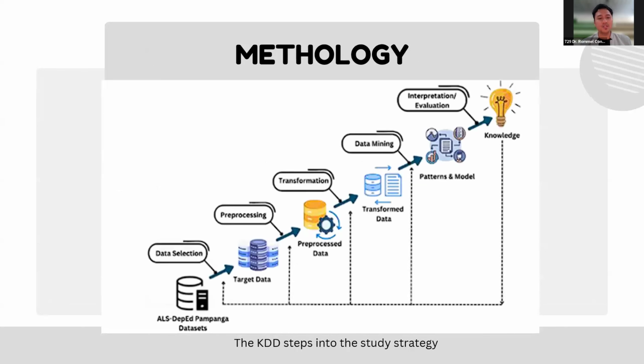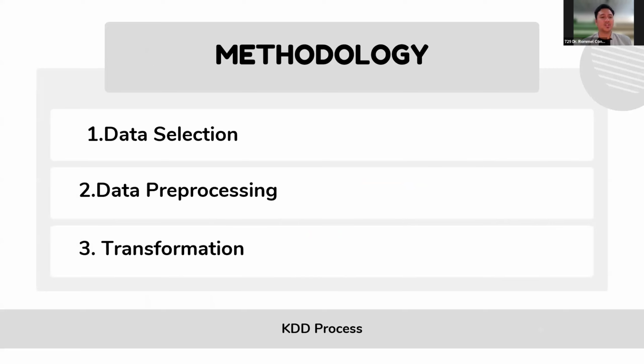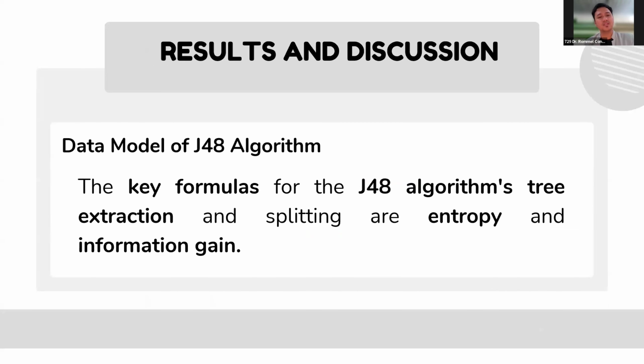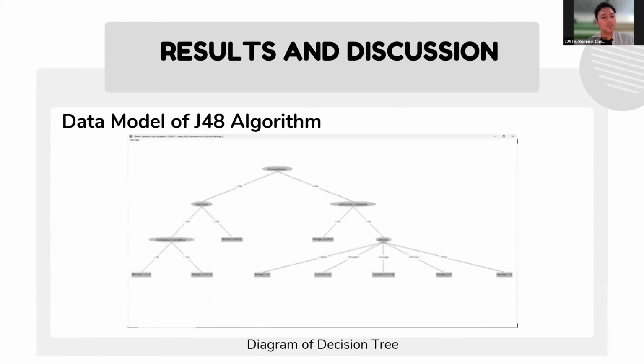The methodology includes the KDD: data selection, data pre-processing and transformation, data mining, interpretation and evaluation, and knowledge utilization. For the results and discussion, the data model of the J48 algorithm uses the key formulas for splitting: entropy and information gain. This is the result of the J48 algorithm.